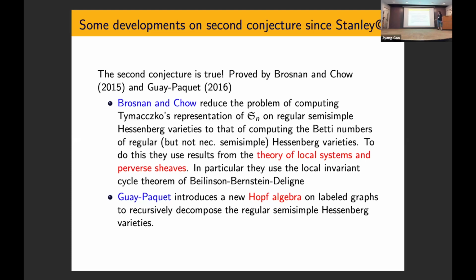That was very different. So there were now two proofs of this conjecture. So the second conjecture is true. But the first conjecture, positivity, is still open.